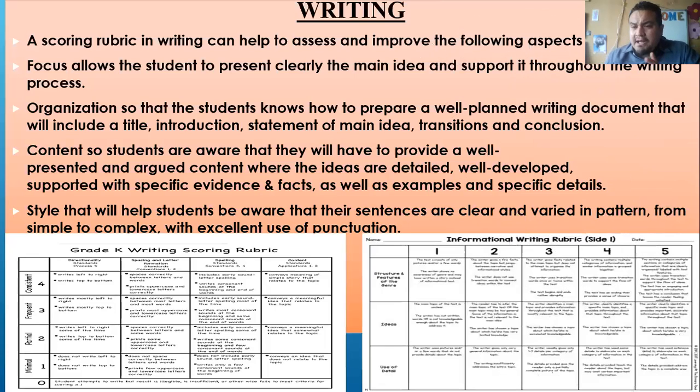Now let's talk about writing. What are the benefits of using a scoring rubric for writing? A scoring rubric in writing can help to assess and improve the following aspects. It can help to work better on focus, for example, because the students are going to be able to polish their focus abilities. This will allow the student to present clearly the main idea and support it throughout the writing process.